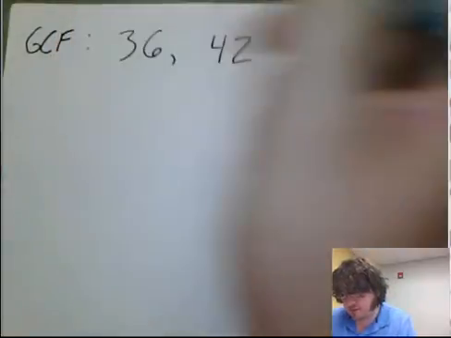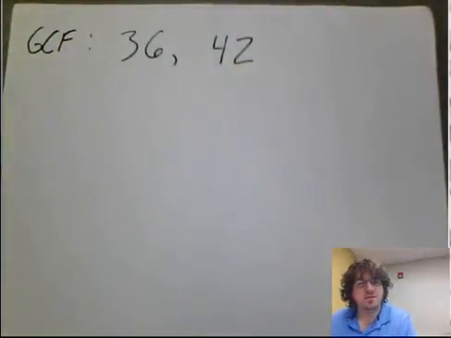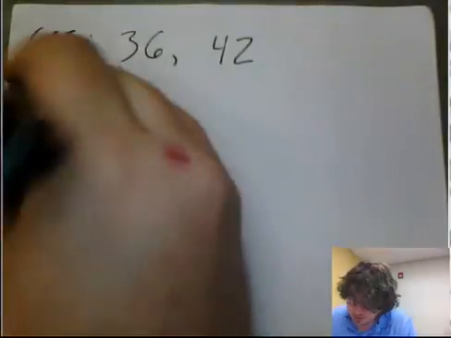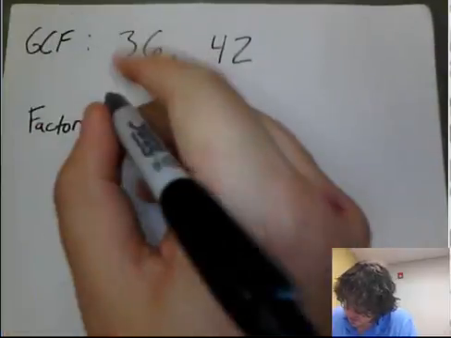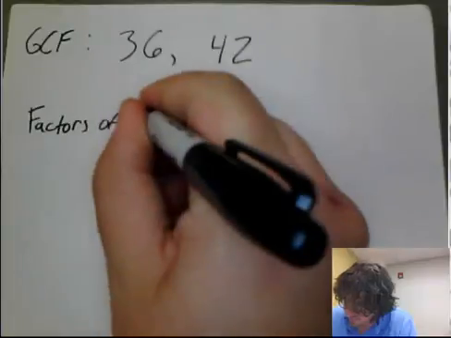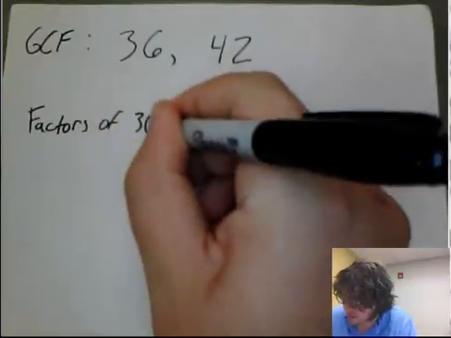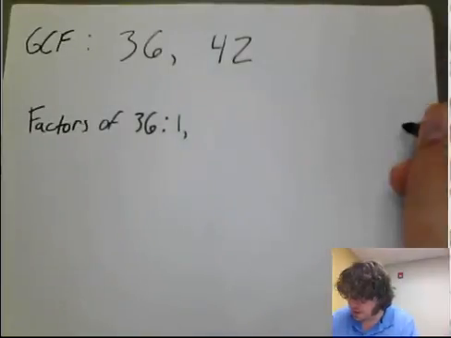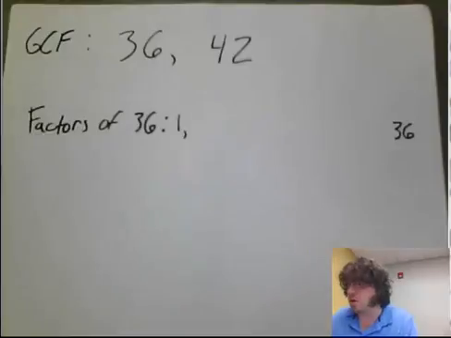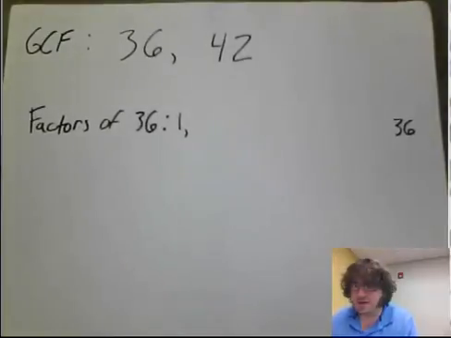of 36 and 42, first thing I need to do is list out all the factors of 36 and then of 42. So let's start out with factors of 36. Alright, first off, 1 and itself, in this case 36, are always factors of any number. 1 and itself are factors.